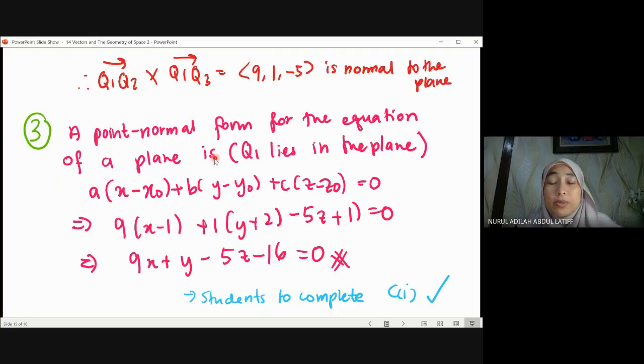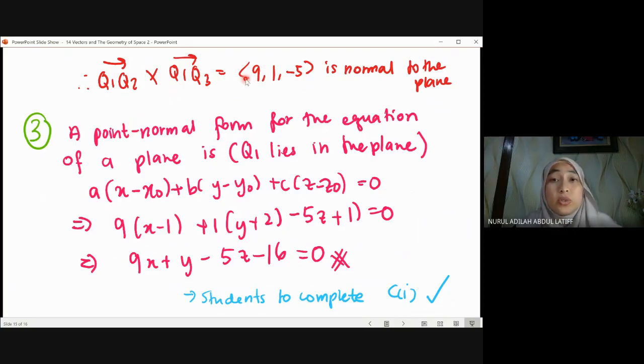Now the third step is the point-normal form for the equation of a plane, where Q1 lies in the plane. So what you need to do is a(x minus x naught) plus b(y minus y naught) plus c(z minus z naught) is equal to 0. The answer you got before is actually N, the normal to the plane. So now you have your N, and you have your point which is Q1.